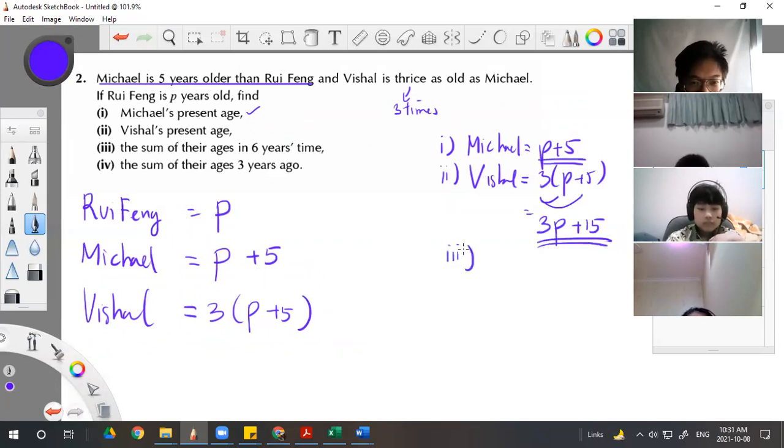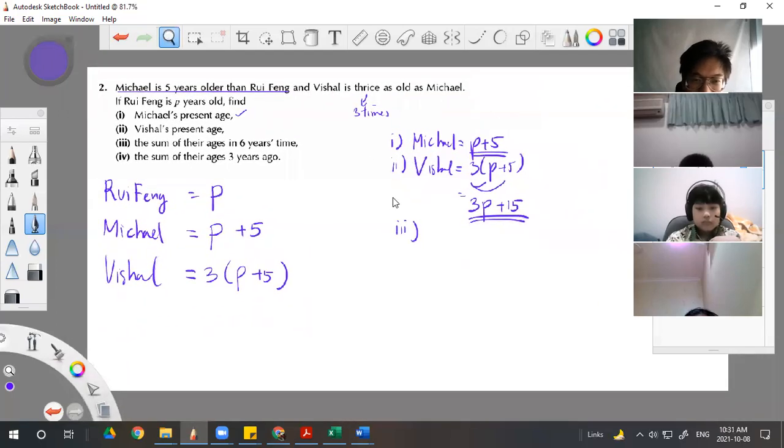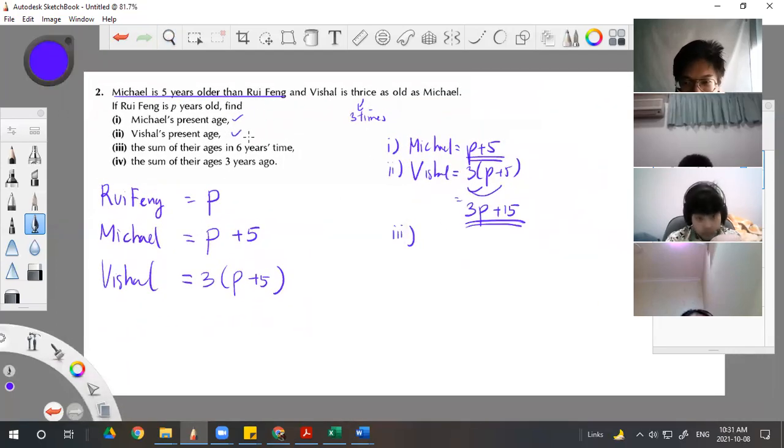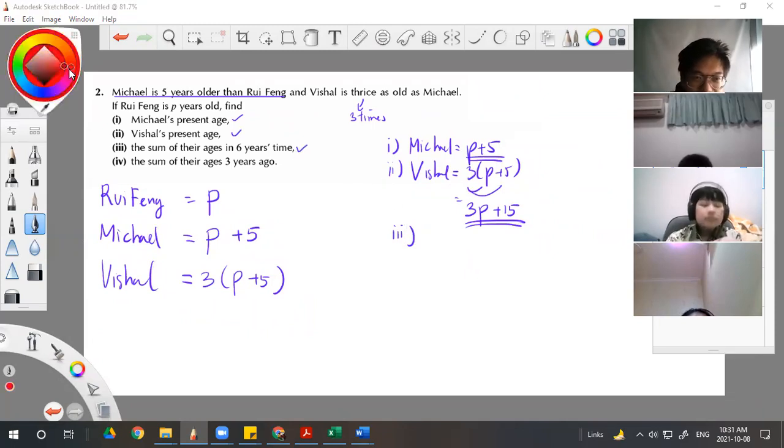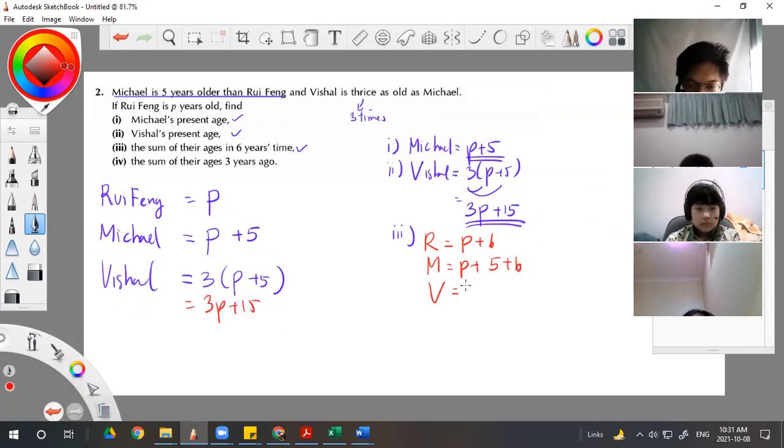Number 3. The sum of their ages in 6 years time. Waduh, capek deh. Nah, sum of their ages in 6 years time artinya apa? 6 years to go. 6 tahun lagi berapa? Berarti si Rui Feng udah umur berapa? P plus 6, kan? Michael berapa? P plus 5 plus 6, 6 tahun lagi. Terus Vishal, ini kan kita simplify ya, 3P plus 15 aja. 3P plus 15 plus 6. Everyone is 6 years older than the previous. Ya dong, kan in 6 years time.